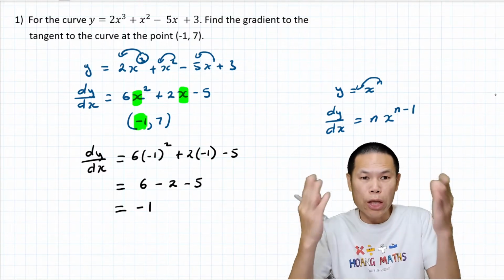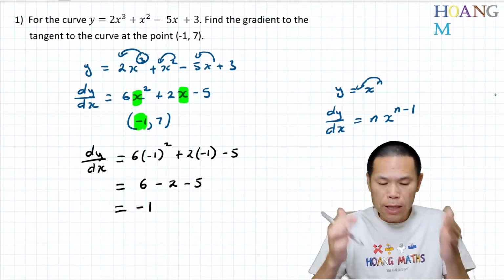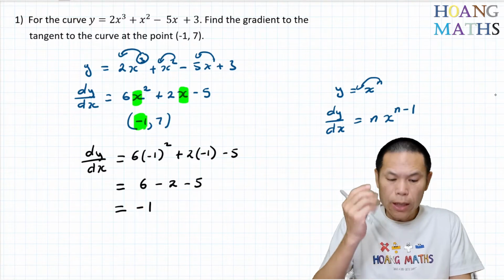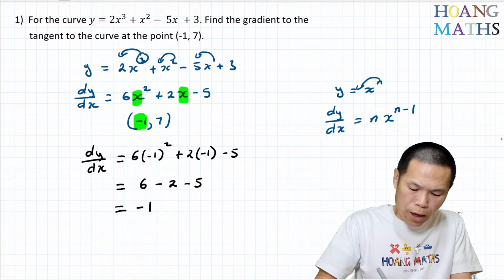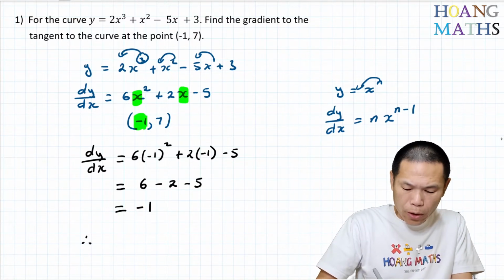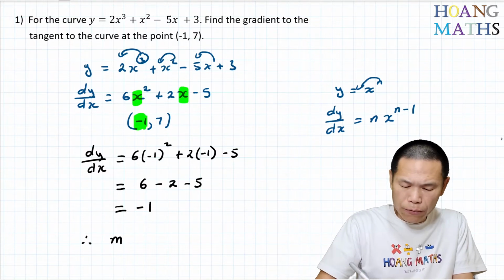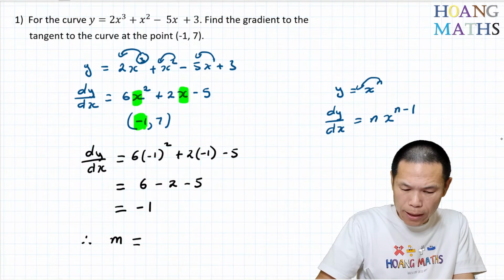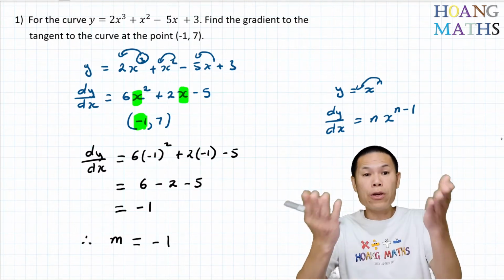Otherwise, you can just put that on a calculator. So this means that the gradient is -1 at point (-1, 7). Therefore, the gradient of the curve at point (-1, 7) is -1. So there you go.